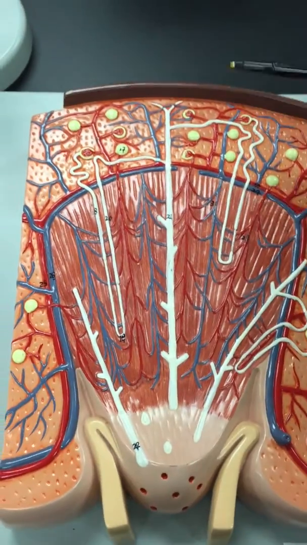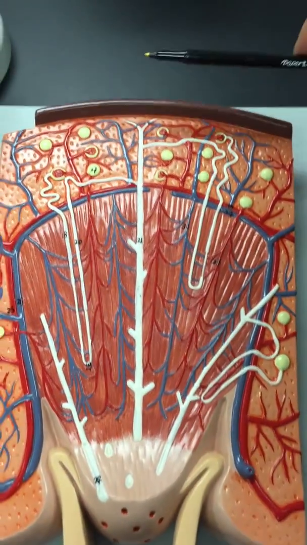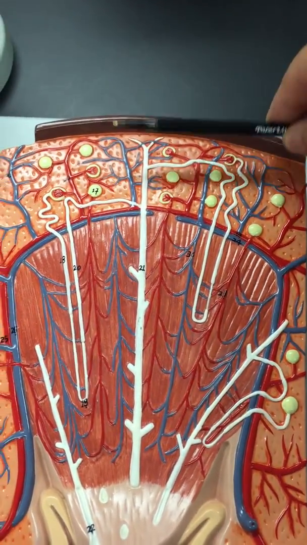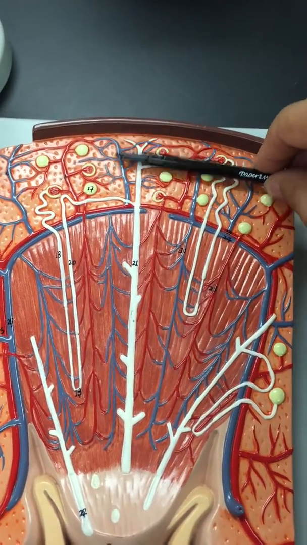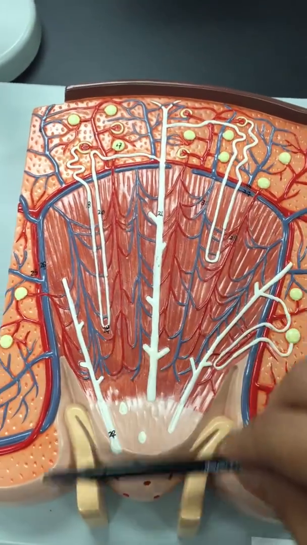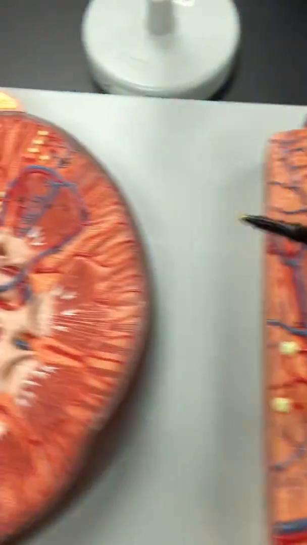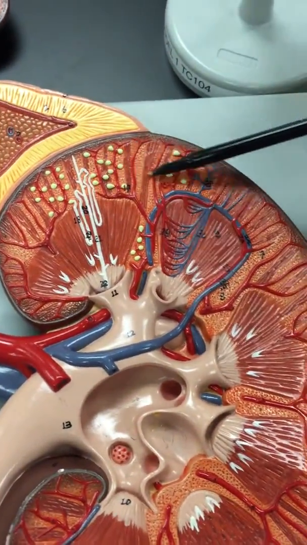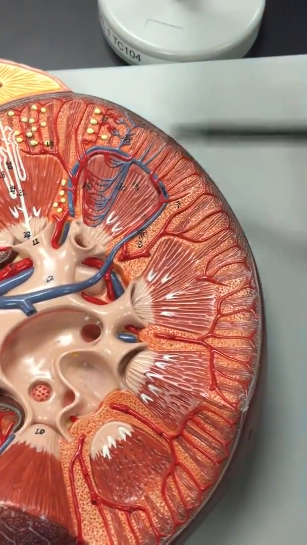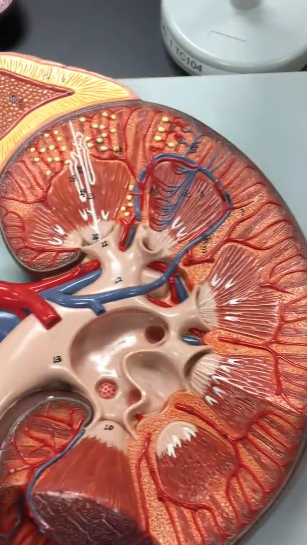Okay. All right, so layers of the kidney here: we have the capsule on the outside, we have the cortex, the cortical portion here, and the renal medulla is the section through here. Over on this one, we have, again, cortex, medulla in the middle, and the capsule on the outside.